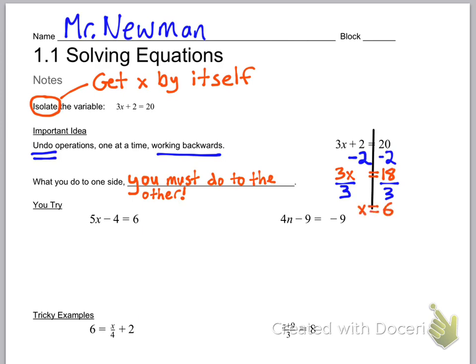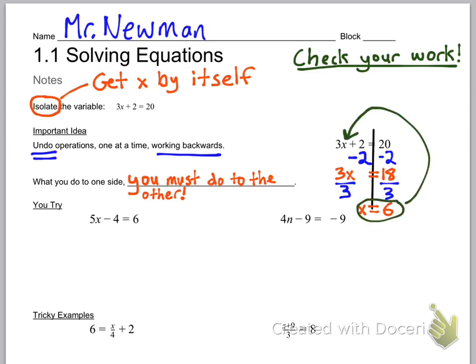Now one thing you're going to find in this class is you always need to check your work. If you don't check your work, you don't know if you got it correct or not, and it saves a lot of time later on. So I'm going to show you how to do that. Since we got an answer, x equals 6 for the x, we're just going to plug it right in there for x, okay?